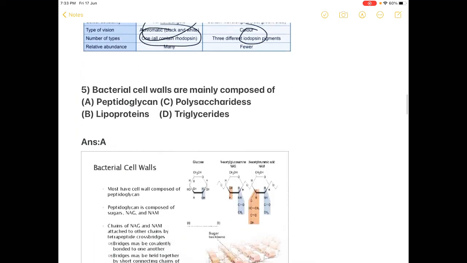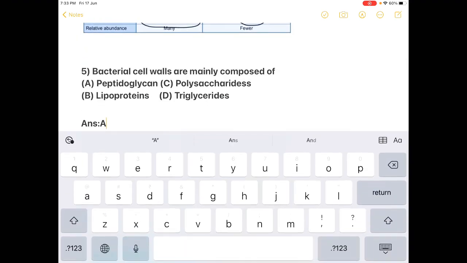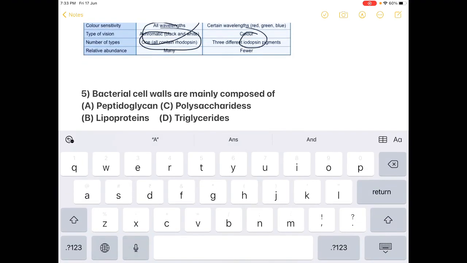Next question. Bacterial cell walls are mainly composed of: option A, peptidoglycan; option B, polysaccharides; option C, lipoproteins; option D, triglycerides. The correct answer here is A, peptidoglycan.